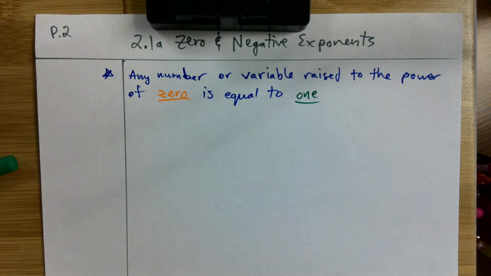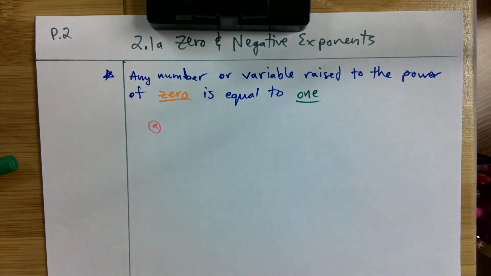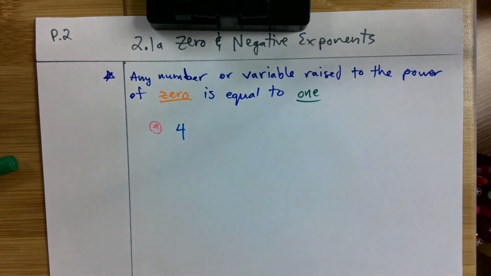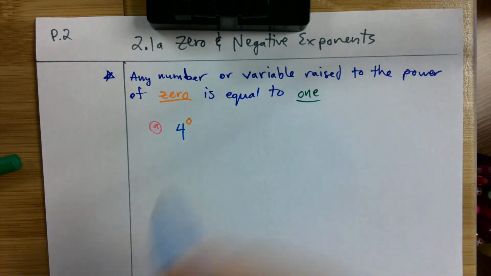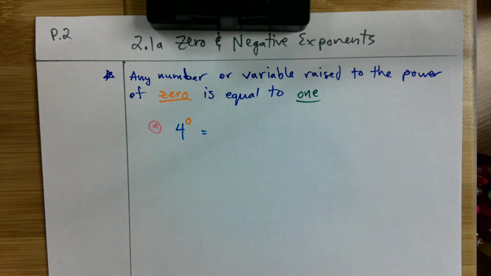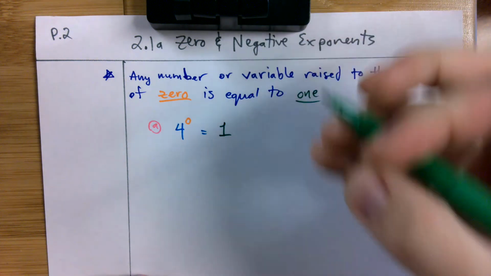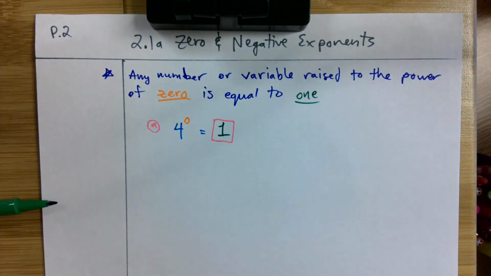Any number or variable raised to the power of 0 is equal to 1. For example, 4 to the power of 0 is equal to what? 1. Pretty straightforward, right? Get that copied down real quick.